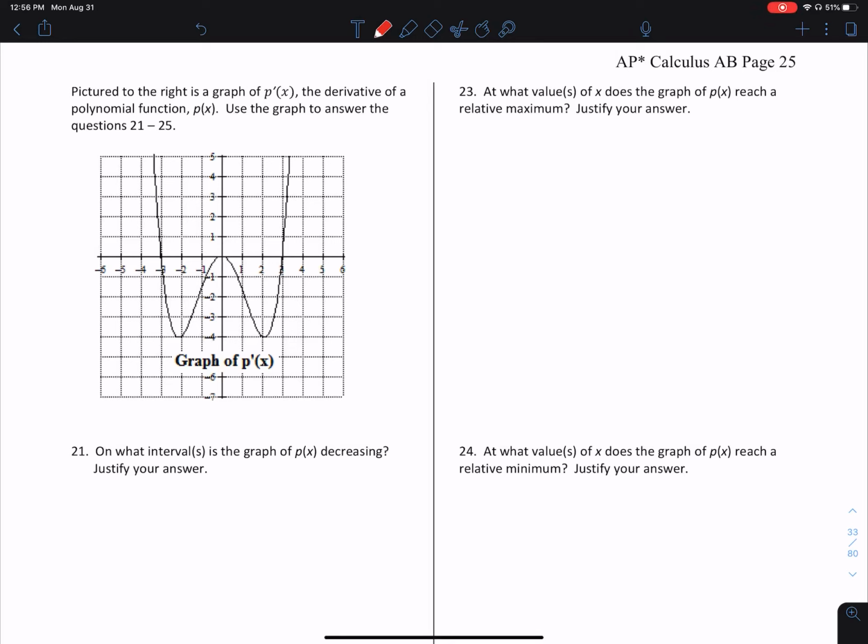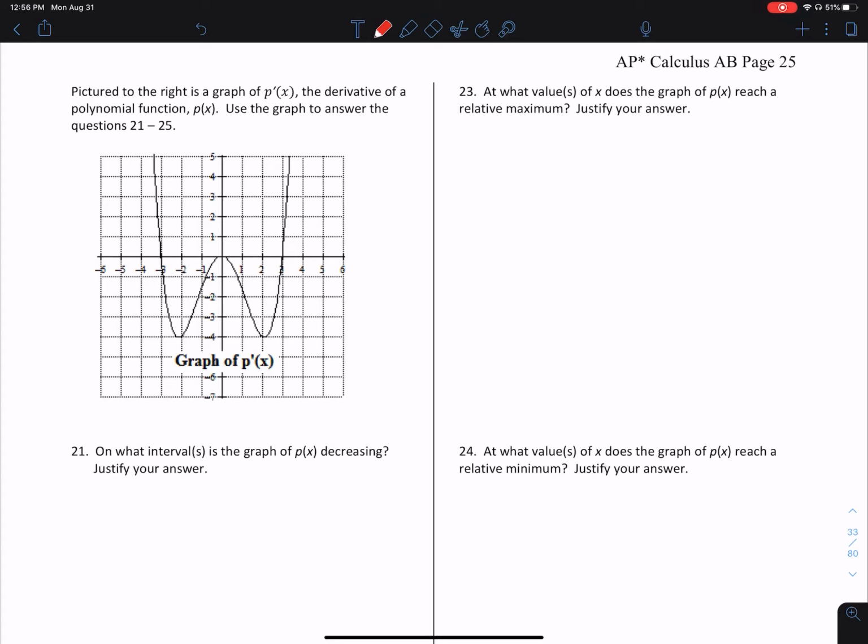AP Calculus AB. This is Notes 2.5. We're on part 5 of 5. In this part, we're going to examine a prompt where you're given the graph of the derivative, and you have to answer various questions about the original function based upon that.